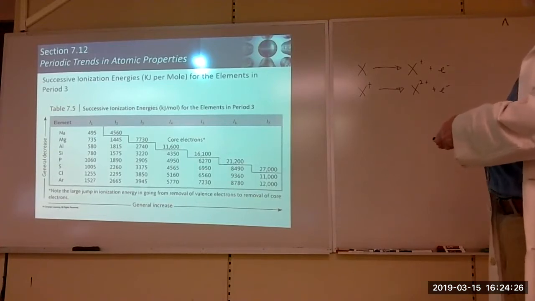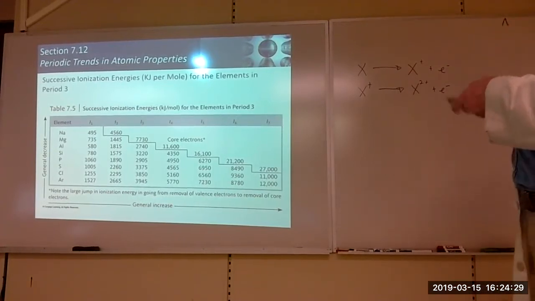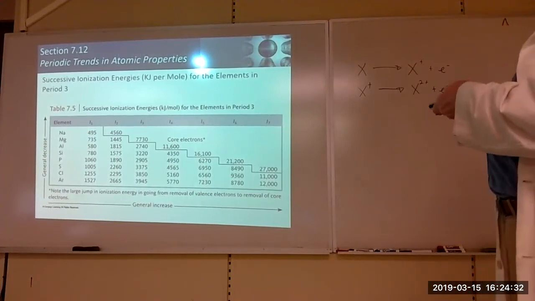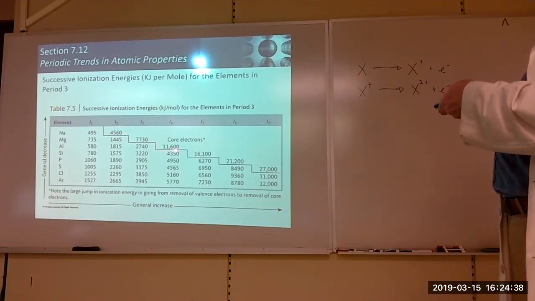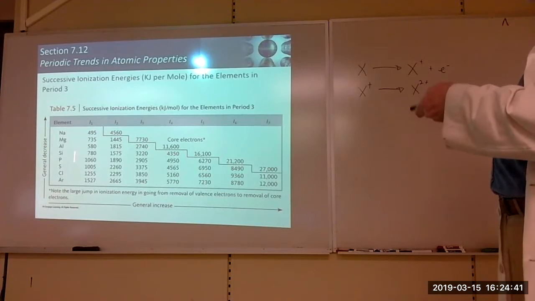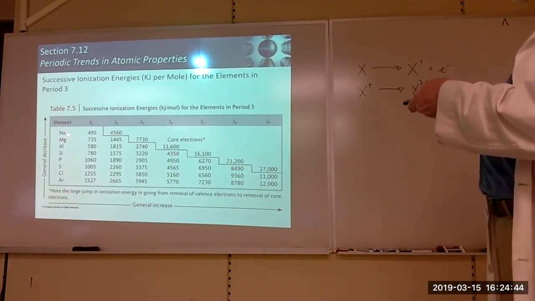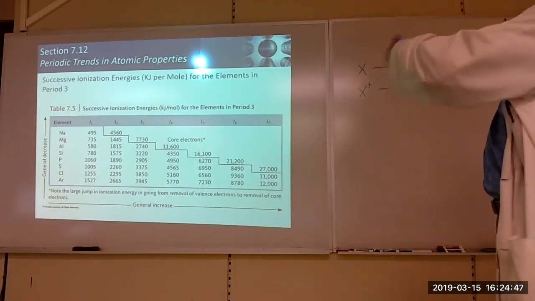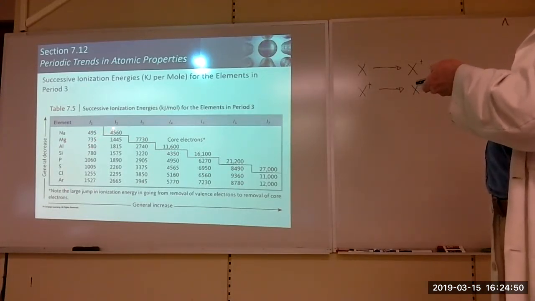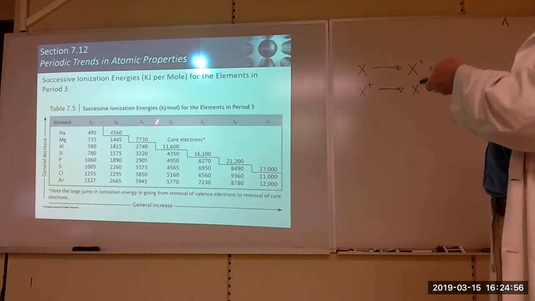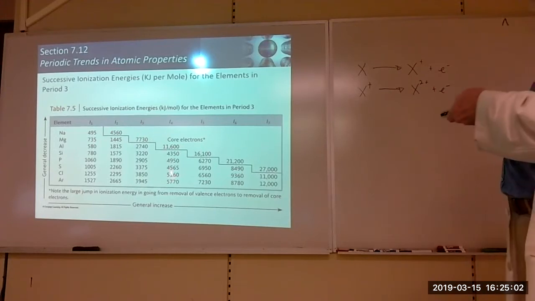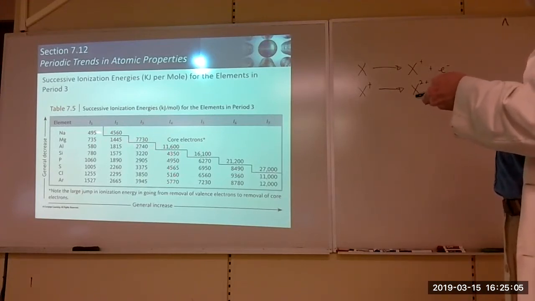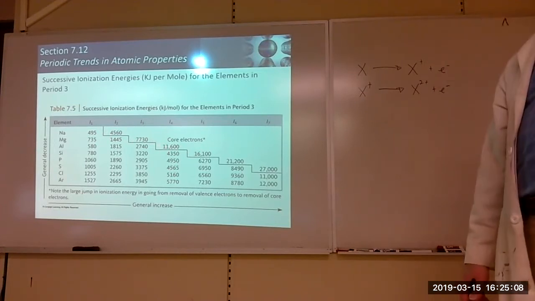Here's a chart. It's not in your book, it came out of my book, but your book probably has something similar to it. You see here that this demarcates the core electrons from the valence electrons for each of these elements. As you increase the number of protons going across the period, you're getting into the core electrons for sodium in the second ionization, but it takes the third for magnesium, the fourth for aluminum, and the fifth for silicon. You see the demarcation between energies here, very pronounced when you get into the core electrons.